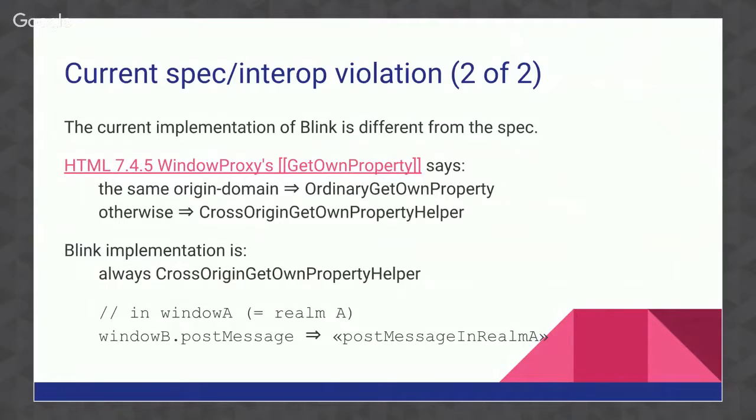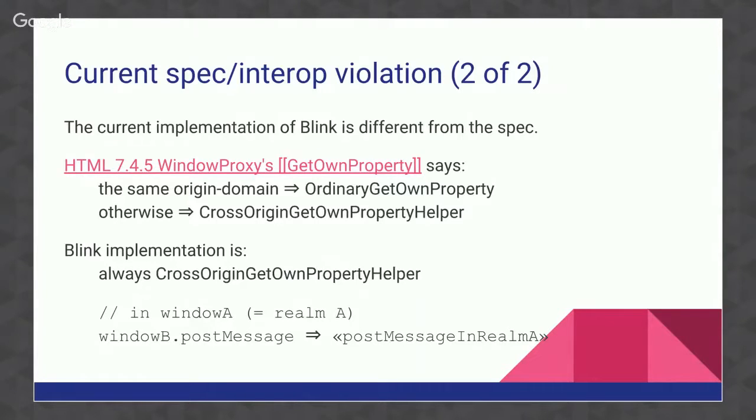And the second point is the cross-origin GetOwnProperty helper. See this example. Suppose you are in window A, and you are now accessing window B's postMessage. And if window B is cross-origin, then the spec says, in order to prevent leaks between origins, magic works here, and you are accessing window B dot postMessage.